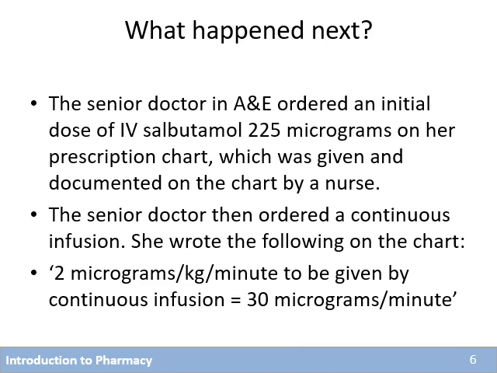And so the scenario is that the doctor followed the instructions given in the children's BNF and wrote down the appropriate wording as it should be. So 2 micrograms per kilogram per minute to be given by continuous infusion equals 30 micrograms a minute. So this was something that had to be worked out, because the nurses who were administering the drug needed to know how to get to this amount.